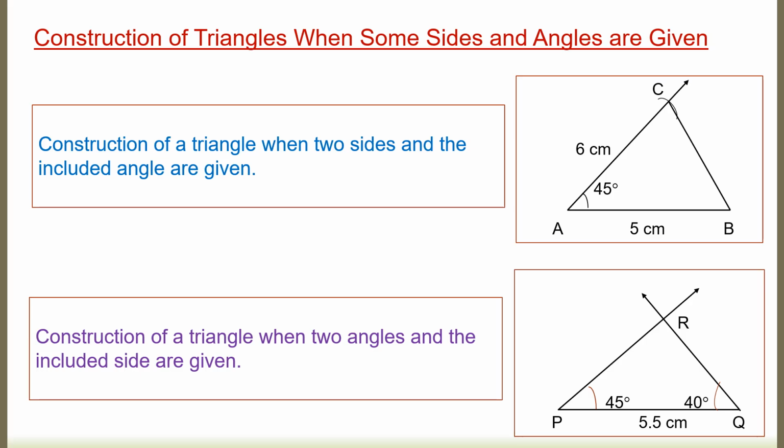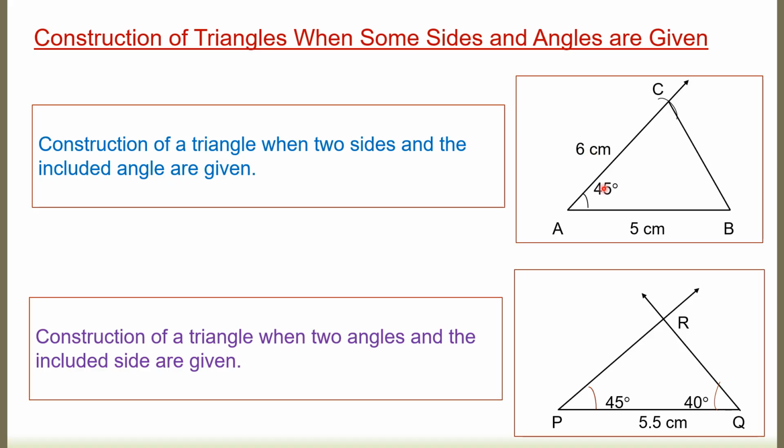We have seen how to construct triangles when their side lengths are given. Now we will take up constructions where along with the side lengths, angle measures are also given. Here we are having two types of triangles. In this case, two sides and the included angle are given. In this case, two angles and the included side are given. Let us see the first one.